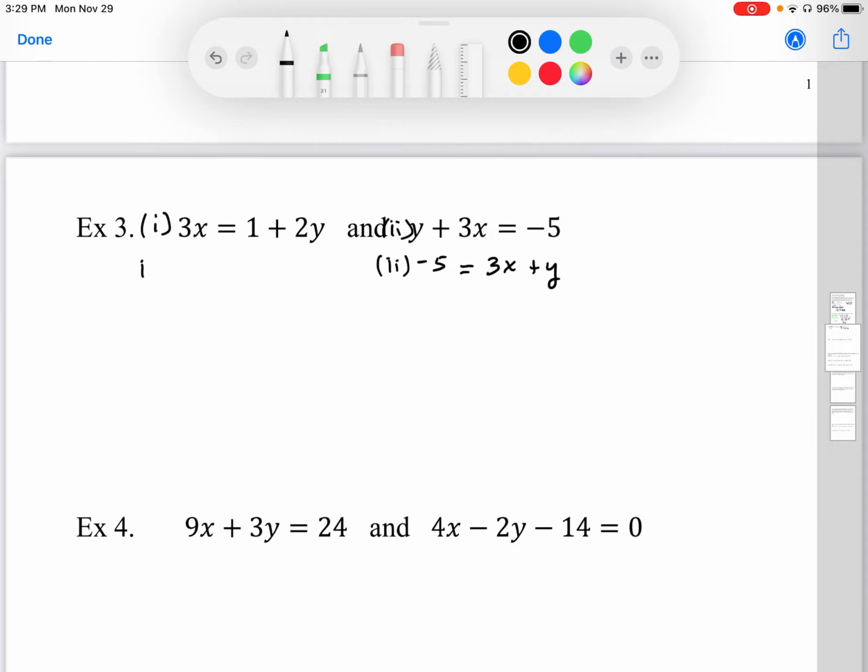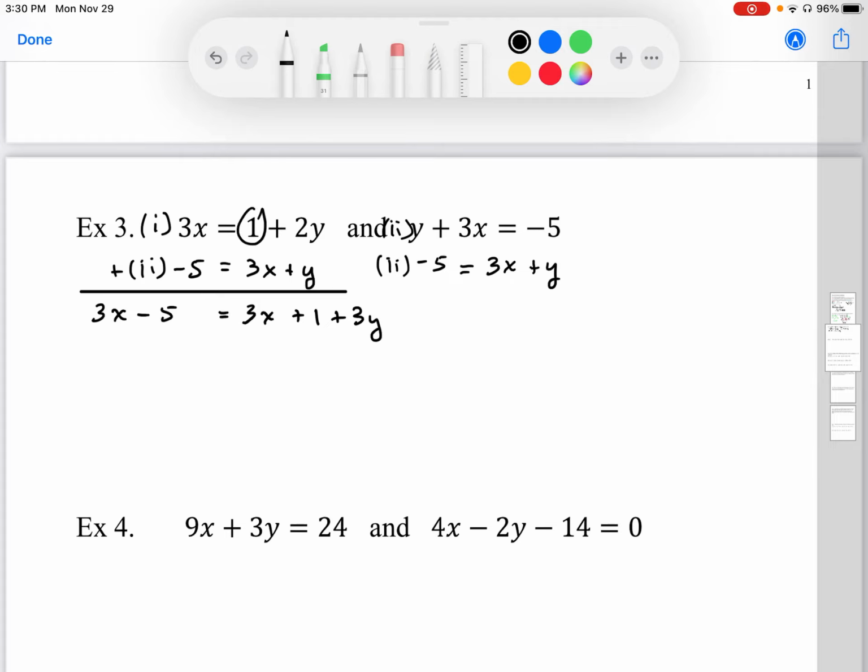And what I'm going to do is add equation 2, so I get negative 5 is equal to 3x plus y. When I add those two equations, I end up with 3x minus 5 on the left-hand side. Here I end up with 3x plus 1 plus 3y. Okay, so I've added, I can't forget that 1 there.